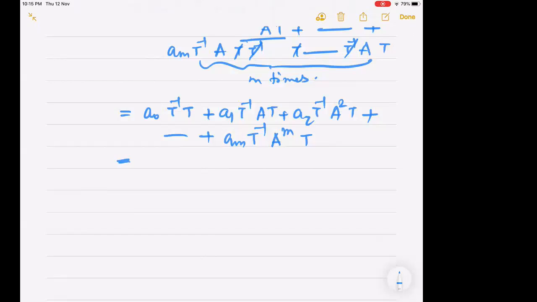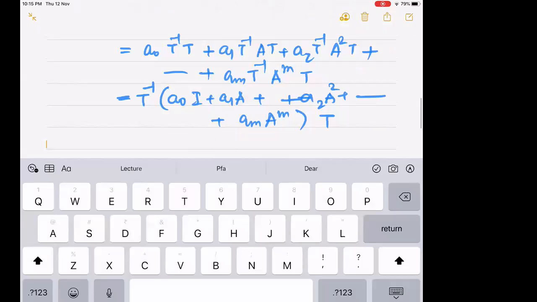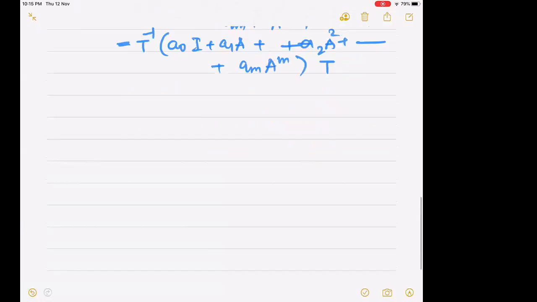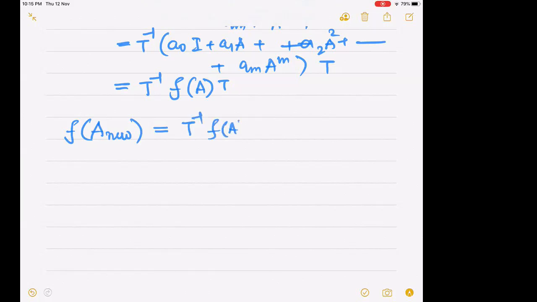Which then means that ultimately what we are left with is, I can just pull out t inverse outside, a0 identity, a1 a, plus a2 a square, plus dot dot dot plus a m a to the power m, and t outside, which of course is the same as t inverse f of a t. So you see, ultimately the identity that we get is f of a nu, where f is a polynomial, is the same as t inverse f a t, where a nu was t inverse a t.